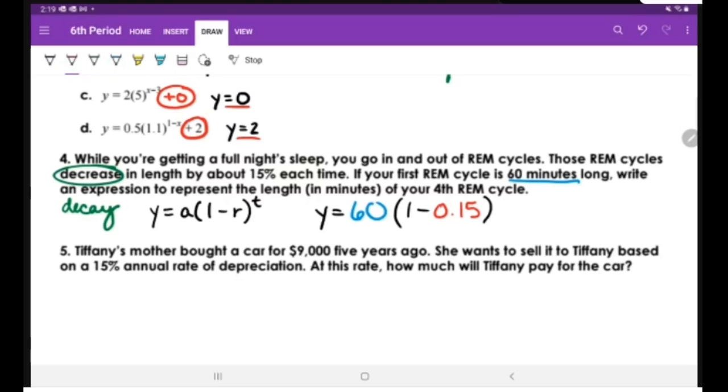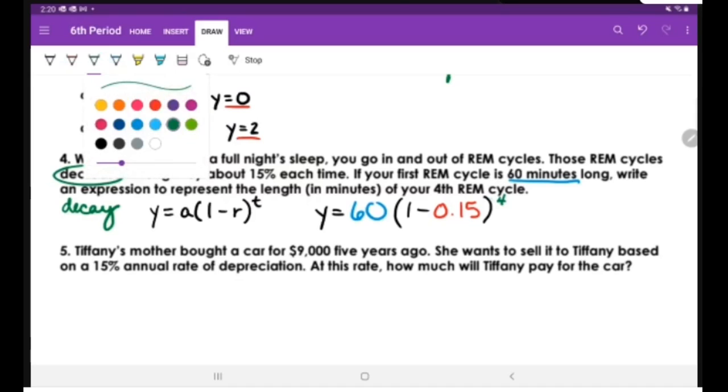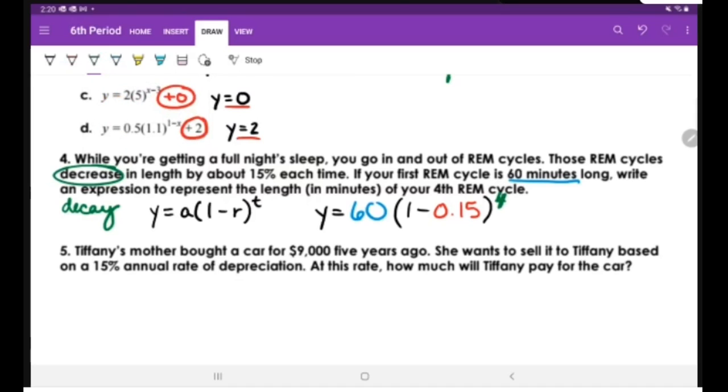4. I was expecting this problem to trip some people up because T usually stands for time. And in this problem, we have this 60 minutes number kind of floating around, and I thought people would think that had to do with the time, so they would try to put that in as the exponent. But I didn't fool you guys. You really caught on to that. So good job. It's the 4 that we need to use as our exponent because we're looking for the 4th REM cycle.